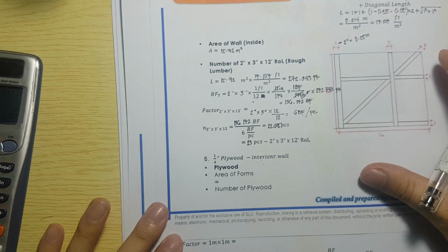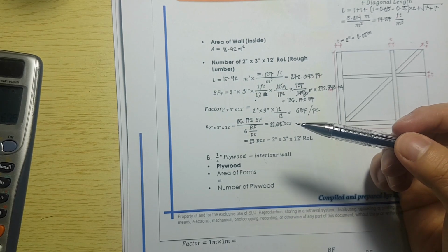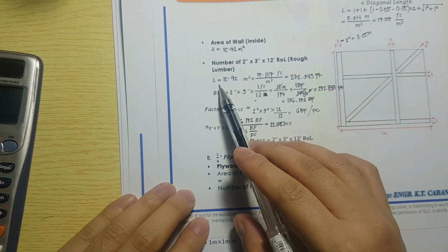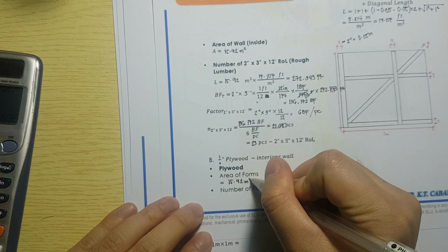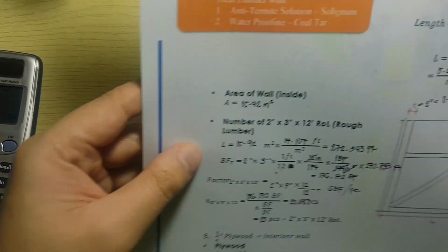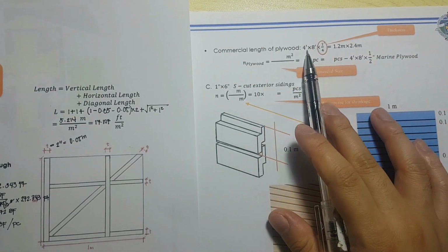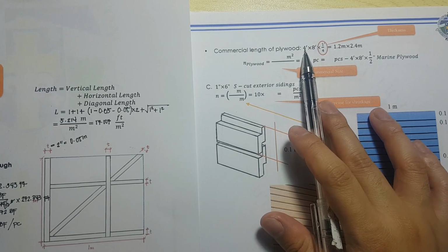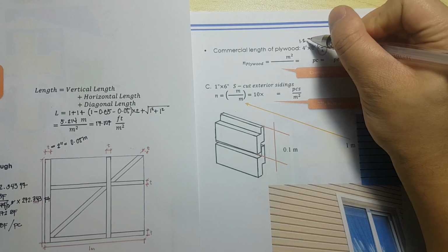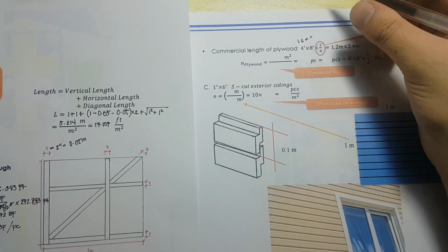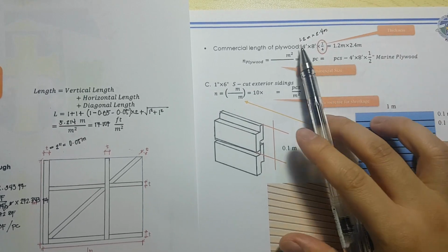So, for the plywood, we are going to use again the area. So, what is the area that we were able to solve a while ago? The area is 15.92. So 15.92 square meters. Now for the number of plywood, take note that the commercial length of plywood, the width is 4 feet and the length is 8 feet, or that is equivalent to 1.2 meters by 2.4 meters. So these are the commercial length of a plywood.